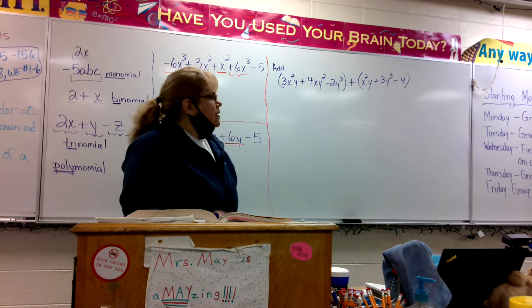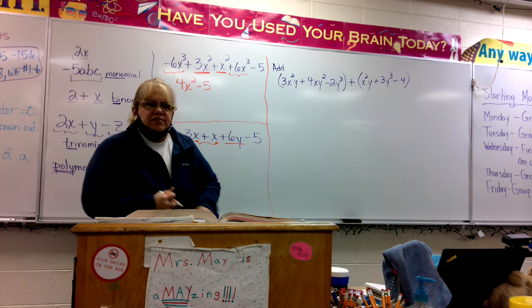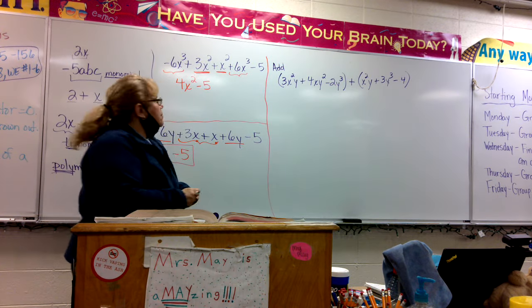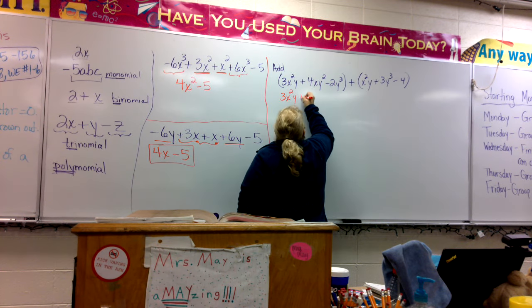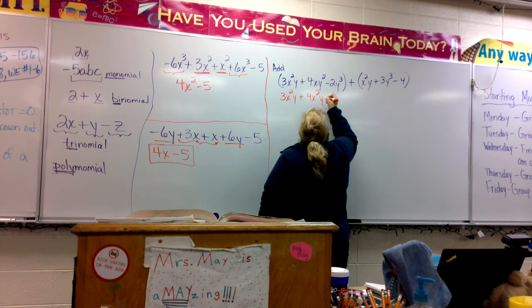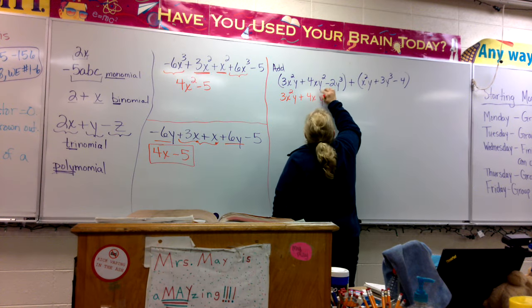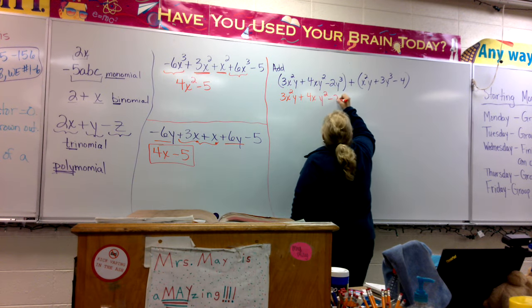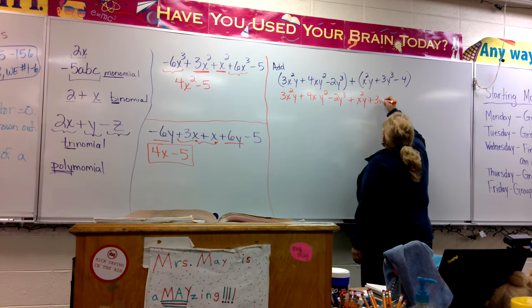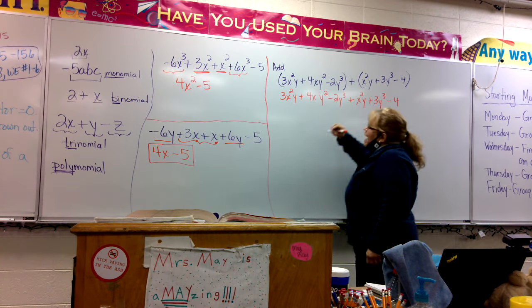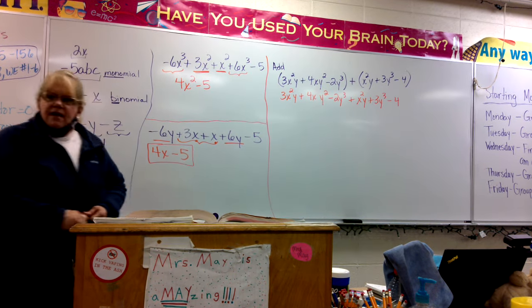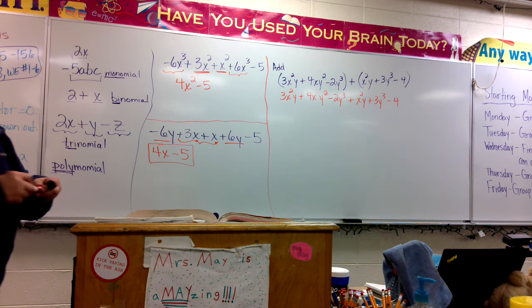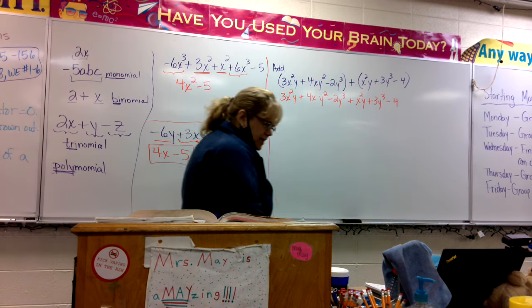Well, when you're adding, you don't really even need the parentheses, right? Just add them up. I just like to write it like this then. 3x squared y plus 4xy squared. Oops, I screwed up. Minus 2y to the third, plus x squared y plus 3y to the third. And now it's just like what we did over here. You can only add things together that have the same letters raised to the same exponents.